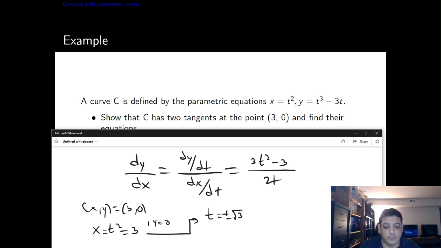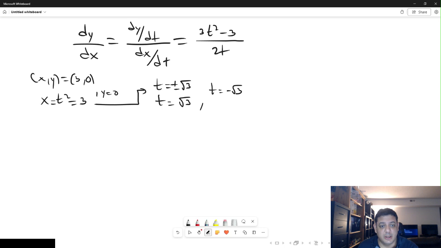t equals plus or minus the square root of 3. This means we have two different parameter values where the curve passes through the point (3, 0), t equals the square root of 3 and t equals minus the square root of 3. And this means that there is a self-intersection of the curve. These two points are going to define the slopes of the tangent lines that I plot here.